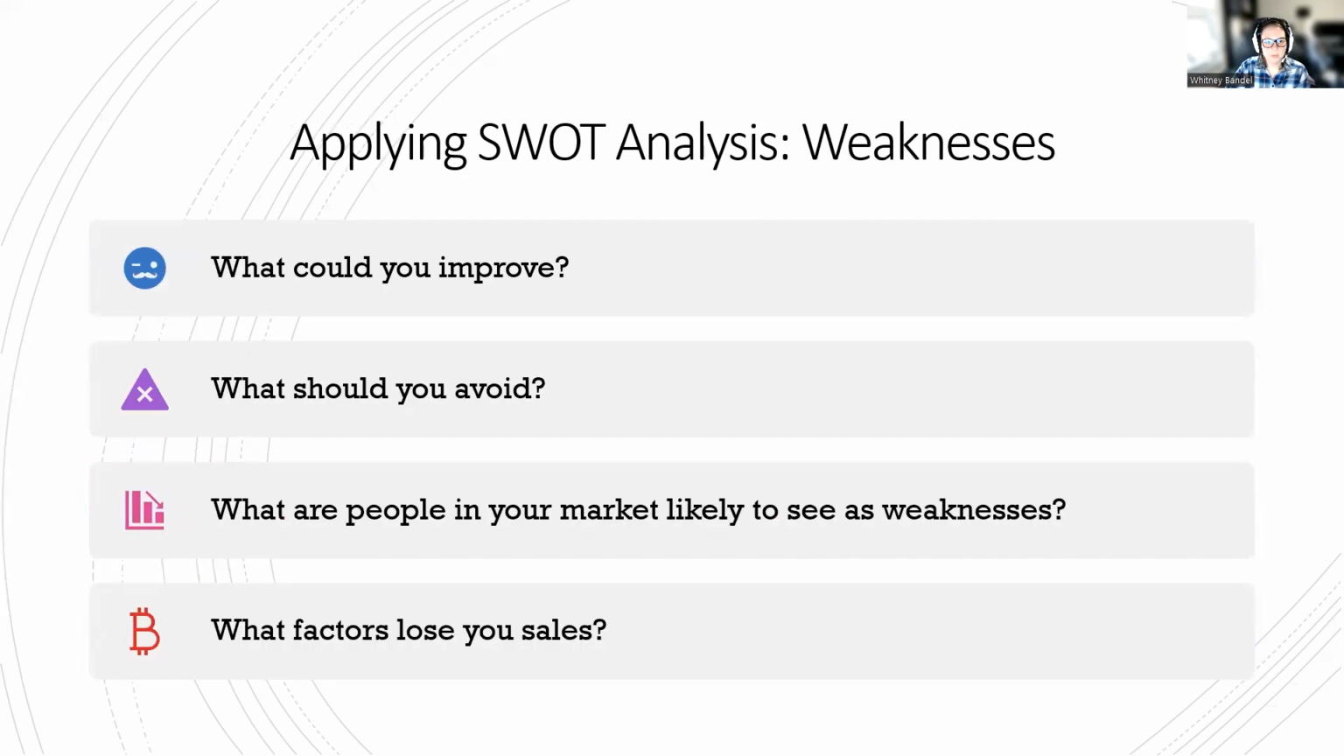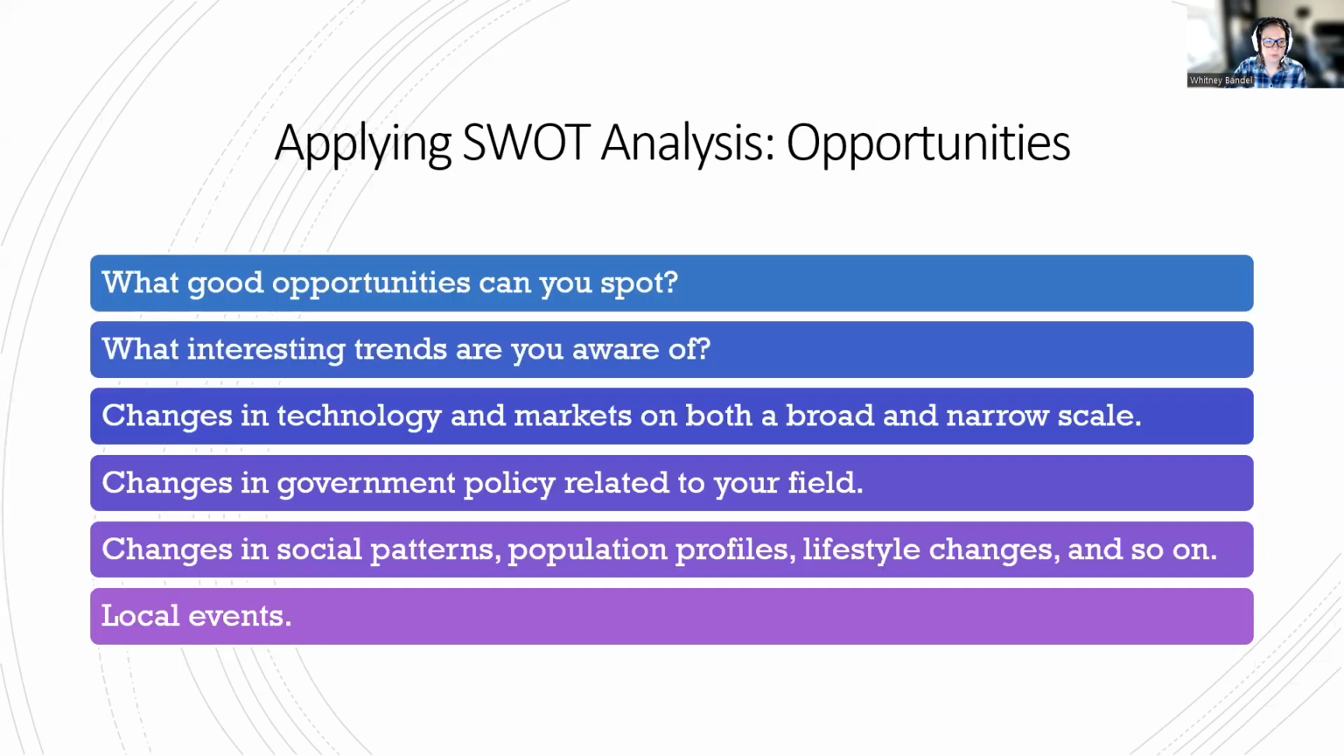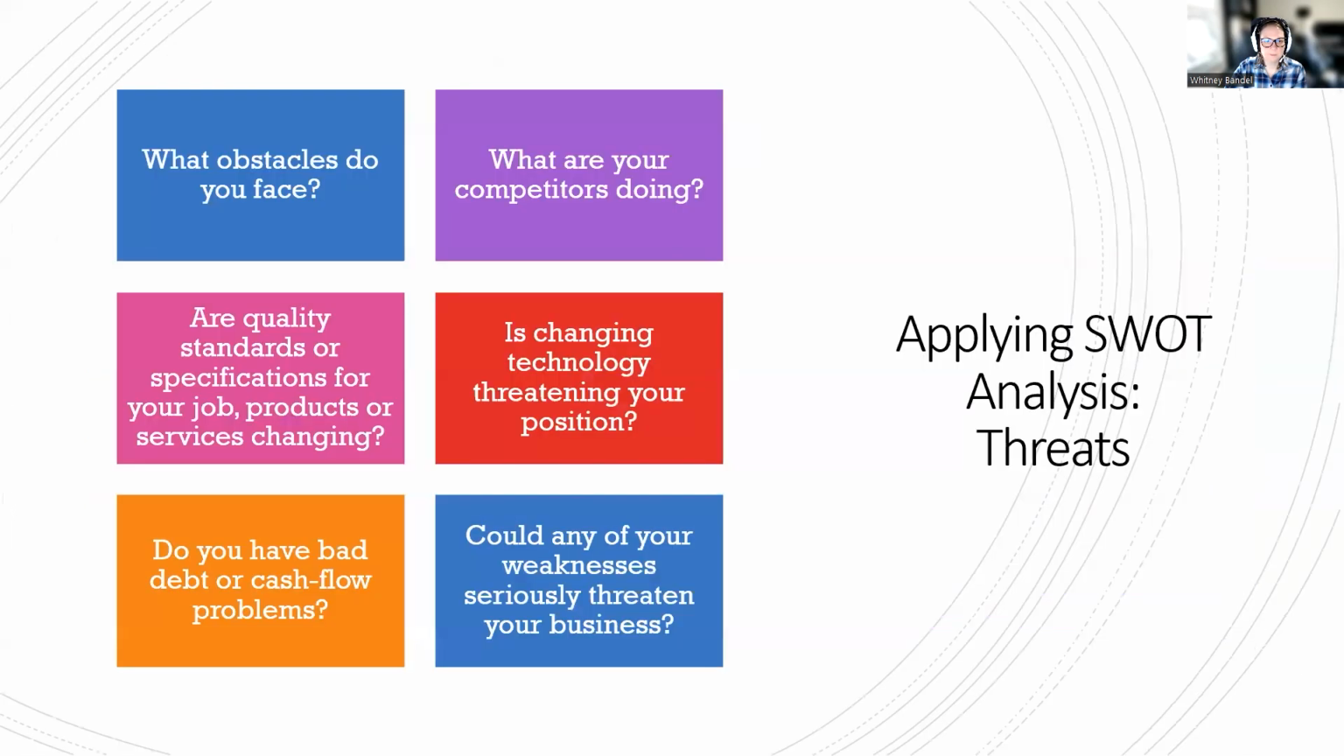So for weaknesses, what could you improve? What sort of things should you avoid? What are people in your market likely to see as weaknesses? What factors lose you sales? Opportunities, what good opportunities can you spot? What interesting trends are you aware of? Changes in technology and markets on both broad and narrow scales, changes in government policies potentially, changes in social patterns, and then different local events.